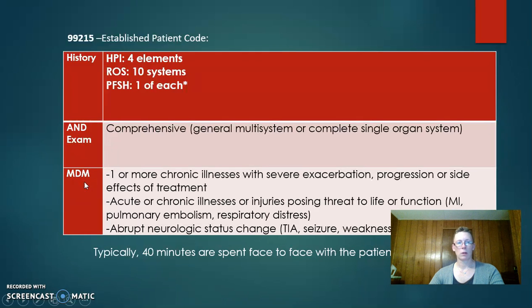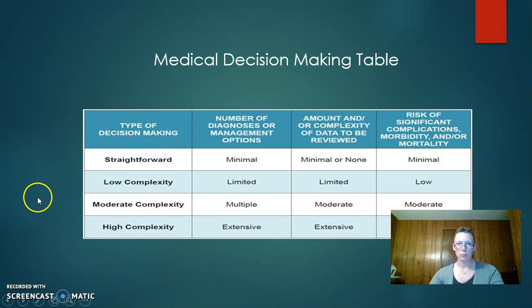99204, again, we're getting a little bit more detail. 4 elements of the history of present illness. You're reviewing 10 of the systems. Past, family, and social history, 1 of each. Comprehensive exam, general multi-system or complete single organ system.